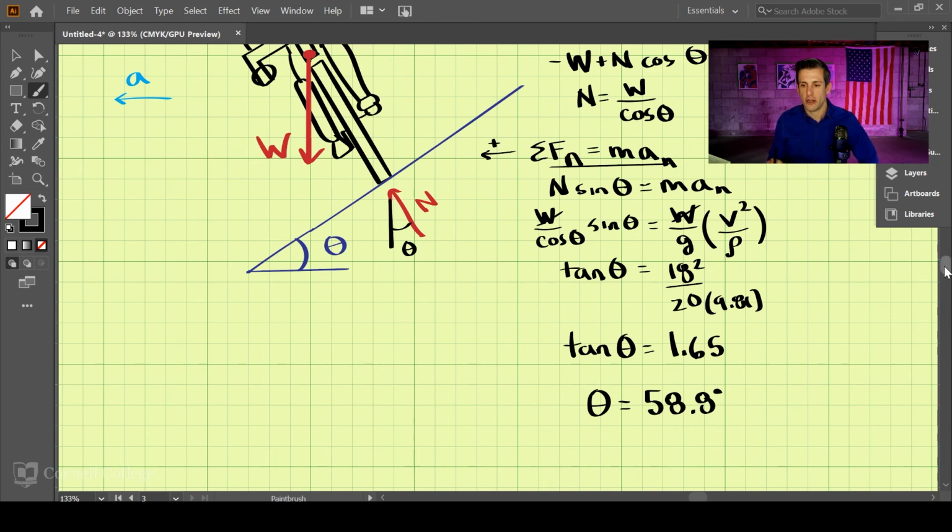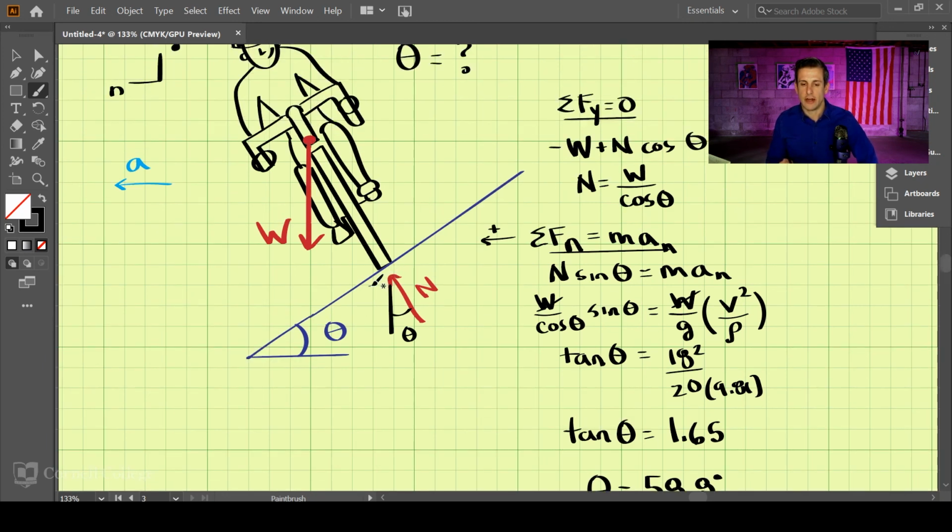So for no friction between the tire and the track, we would need a bank angle here of 58.8 degrees. That is very steep. If you think about the staircase in your house, it's usually around 35 to 40 degrees in terms of the angle that it inclines. This is nearly twice that. So this is a very steep angle that you need here on the tracks. And by the picture that you saw previously, that makes sense.